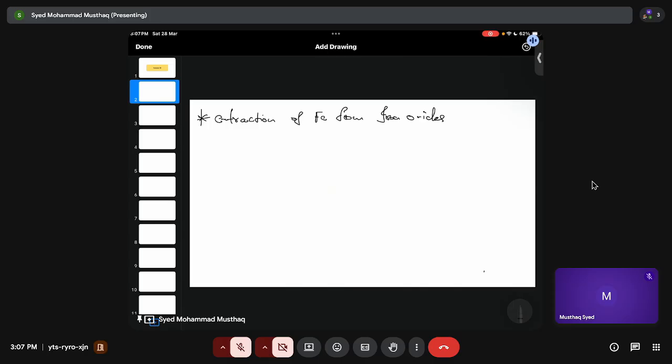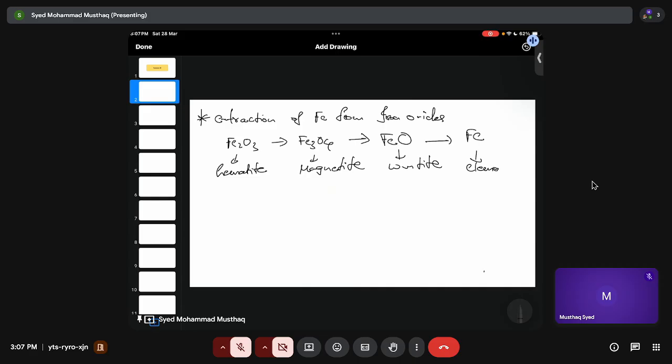Iron doesn't reduce in a single step, right? It undergoes multiple steps. First you have Fe2O3, which undergoes reduction to form Fe3O4, which again undergoes reduction to form FeO, and finally you have elemental iron. Fe2O3 is called hematite, Fe3O4 is called magnetite because of its magnetic properties compared to the others, and FeO is called wustite. So this is the reduction cycle of Fe2O3.